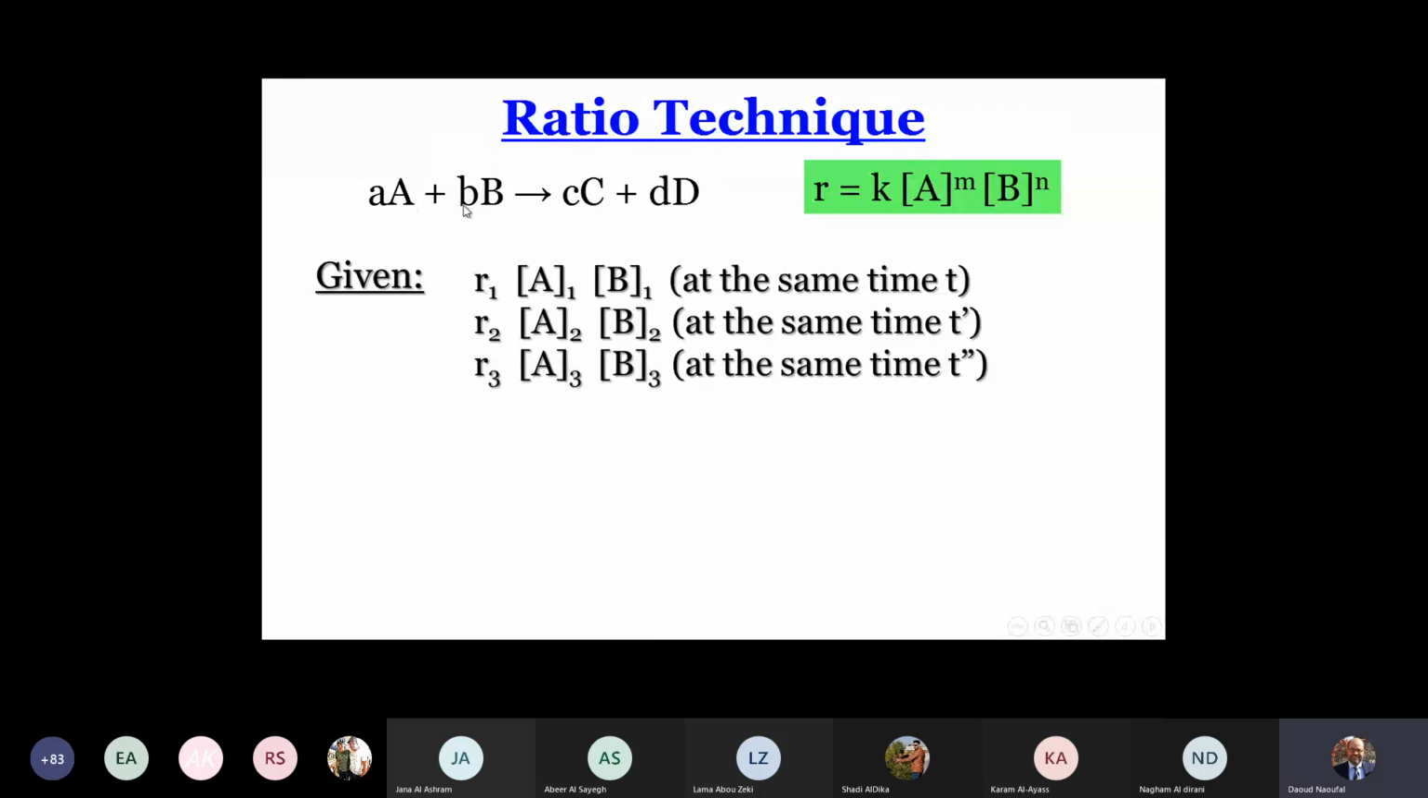Consider the general reaction aA plus bB gives cC plus dD. In experiment 1, we start initially with A1 and B1. Experiment 2, A2 and B2. Experiment 3, A3 and B3. The rate law expression can be applied on experiment 1, experiment 2, and experiment 3. Since we have the same reaction, we have the same M and N. And since the temperature of the 3 experiments is the same, K is the same.